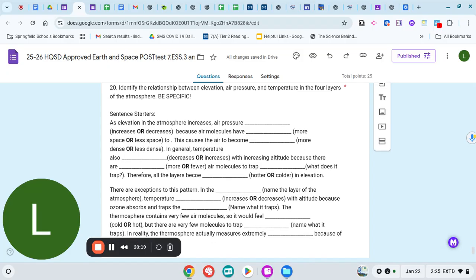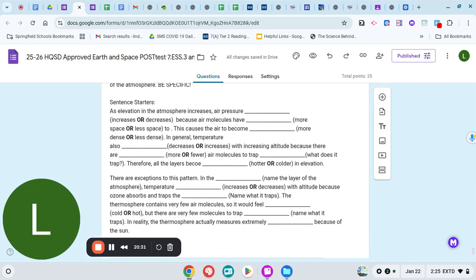Then number 20 says, identify the relationship between elevation, air pressure, and temperature in the 4 layers of the atmosphere. Be specific. I've actually included what I want you to write. So you're literally copying and pasting this entire thing, and then in parentheses, you're choosing one or the other. So it says, as elevation in the atmosphere increases, air pressure blank. You're going to delete the blank after you have copied and pasted the entire thing. If you do not copy and paste, I will not give you credit.